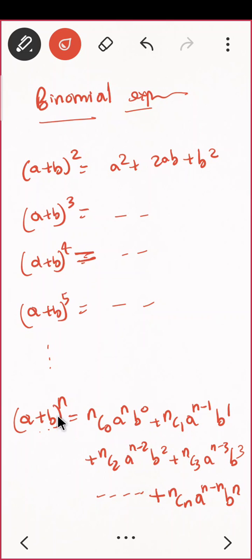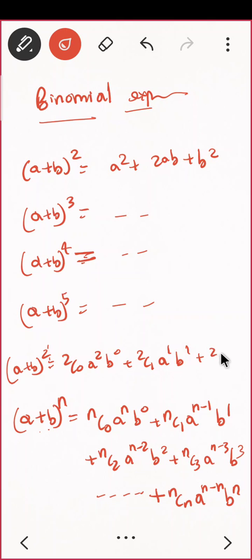Right? Now if you want to find a plus b the whole square, you just have to put 2 in place of n. So I get 2C0 a raised to 2 b raised to 0, plus 2C1 a raised to 1 b raised to 1, plus 2C2 a raised to 0 b raised to 2. Do you agree? Now you know how to find 2C0. What is the value of 2C0? Do you remember the formula for nCr? 2C0 is 1, so the answer will be a square here.